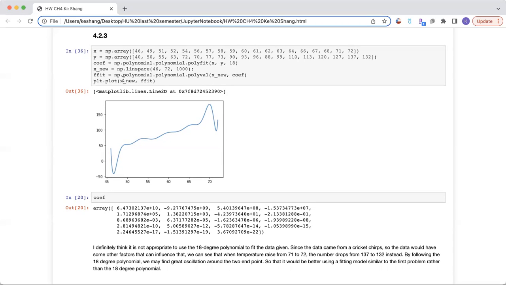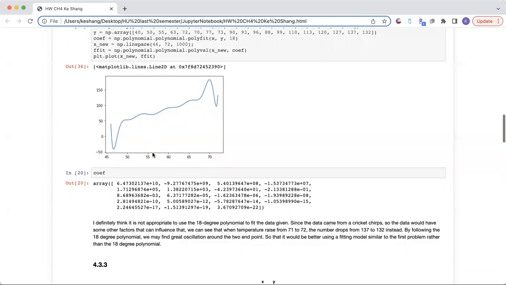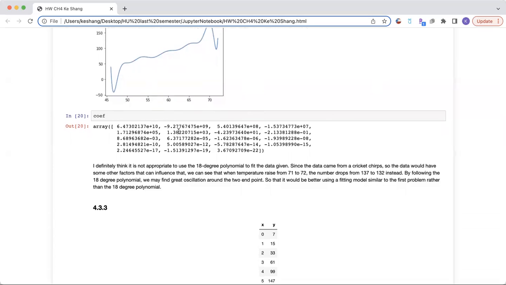It asks us to discuss the appropriateness of using an 18-degree polynomial to process this data. Since we have 19 pairs of data, we use polyfit to fit those data into an 18-degree polynomial, and we can see that it has some oscillation on both sides. We can get our coefficients here.